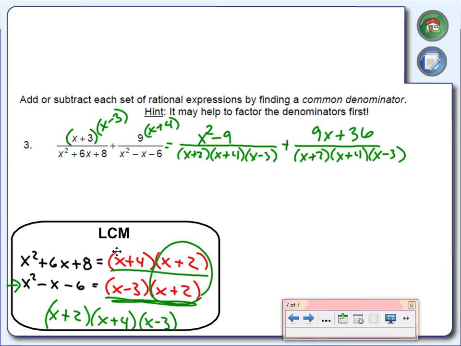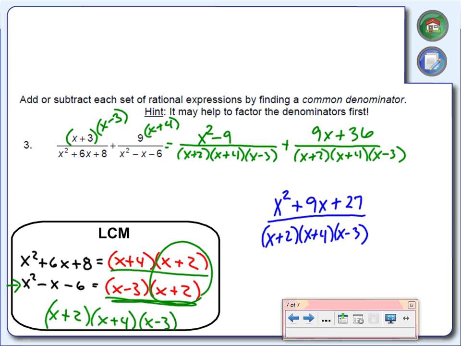Okay, now let's start adding this together. X squared plus a 9x. Actually, we can't do that because that's an x, not an x squared, so we're going to have to leave that x squared. Let's see, there are no x's to add together, so we'll keep that 9x. And a negative 9 plus 36. What's a negative 9 plus 36? 27. All over all that junk. X plus 2, x plus 4, and x minus 3. And that's the answer, right?